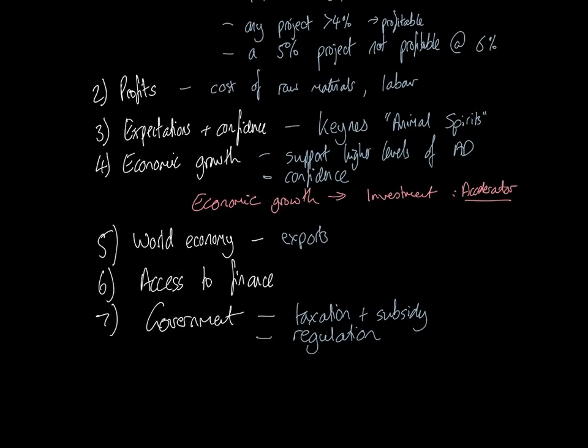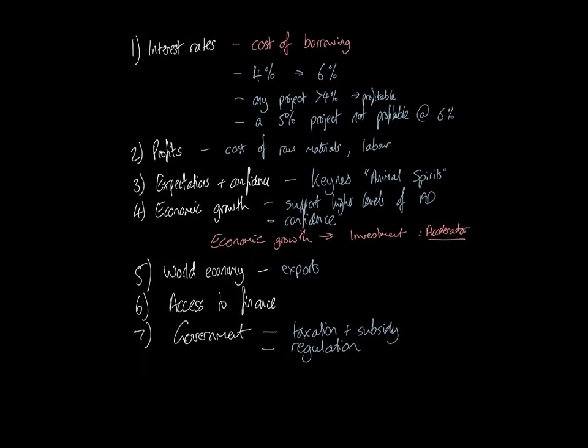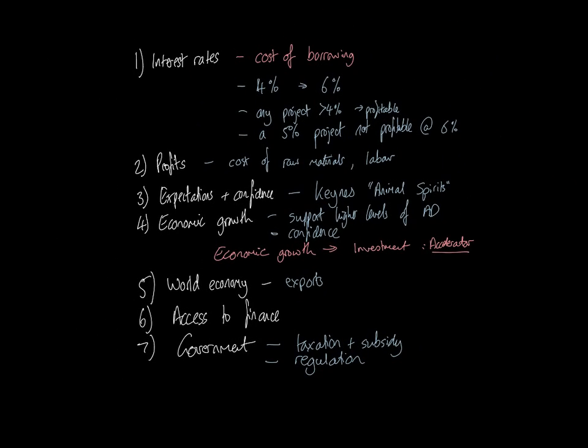So let's just zoom this out just a little bit so we can try and get it all on the same screen. So there we go. Those are the 7, although as we've said, they are very, very interconnected. Those are the 7 elements that you need to be aware of in terms of the factors which will affect the level of investment within the economy.